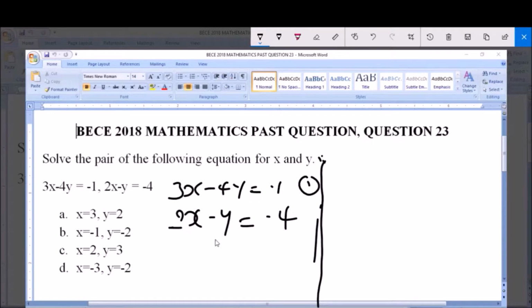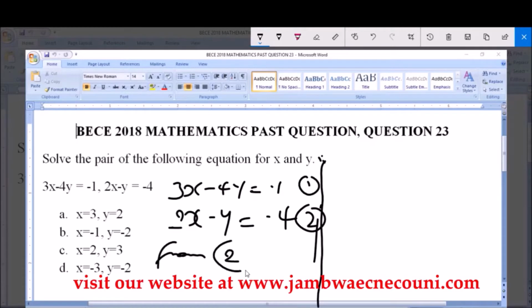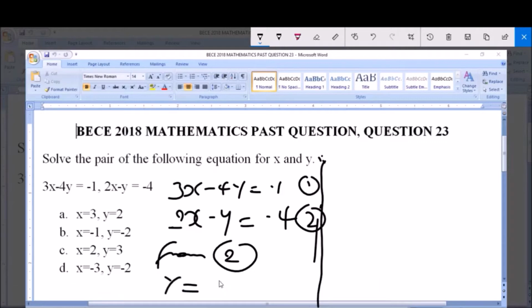Now, these are the two giving simultaneous equations. Equation 1 says 3x minus 4y is equal to minus 1. And equation 2 says 2x minus y is equal to minus 4. From equation 2, we can have that y is equal to 4 plus 2x, or we can say y is equal to 2x plus 4.